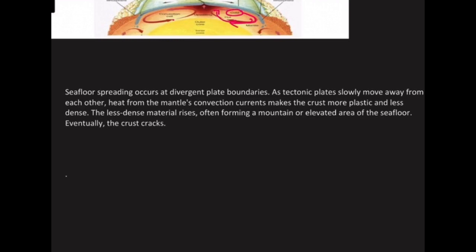Now moving forward, seafloor spreading occurs at divergent plate boundary. See, in the previous lecture we have learned there are three types of plate boundary movement. The one which is moving towards each other is known as convergent plate boundary. The one which is moving away from each other is termed as divergent plate boundary, and the one which is moving in a shear direction is termed as transform boundary.